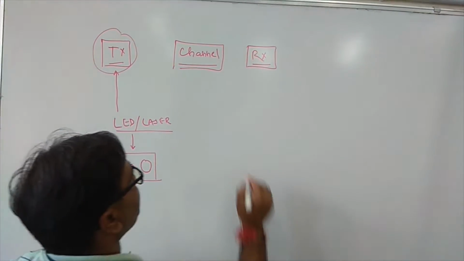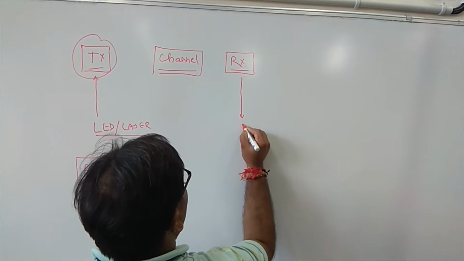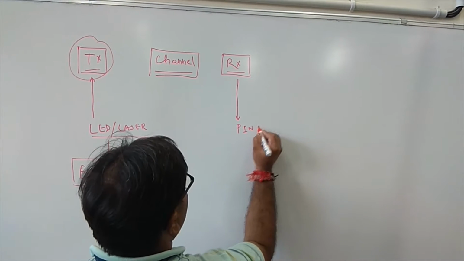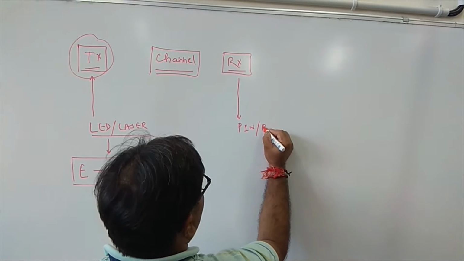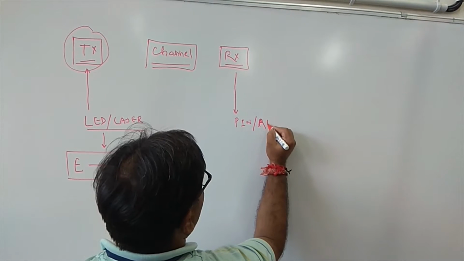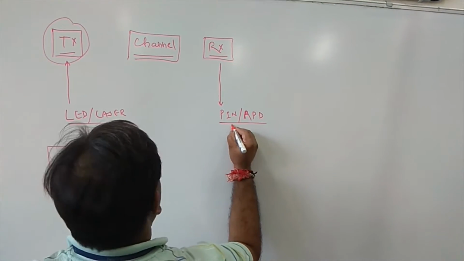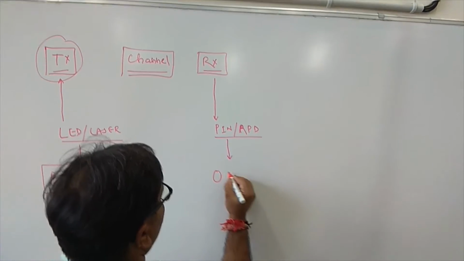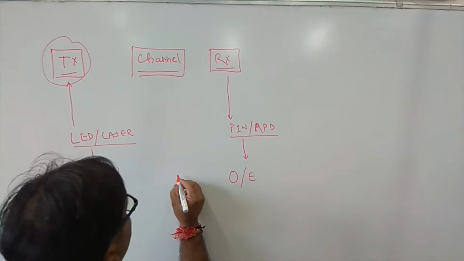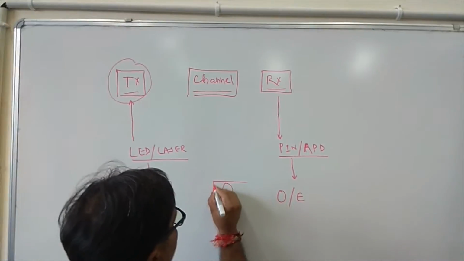In the receiver, PIN and APD, as summarized in the last class, convert optical to electrical. So the channel is always optical.